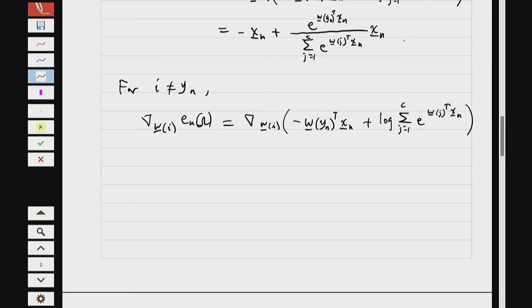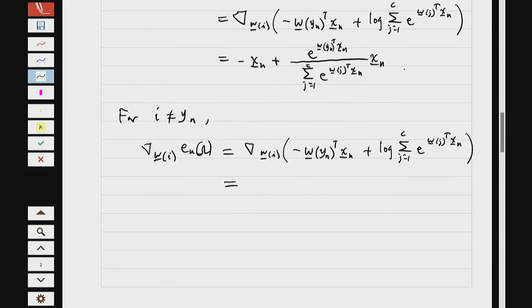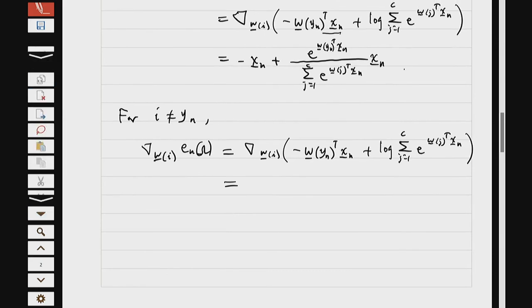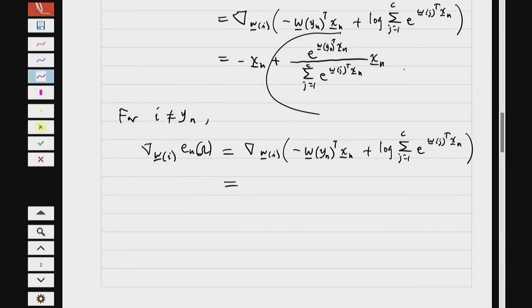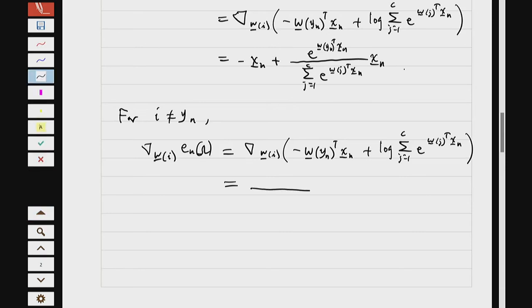So let me write it again like that. Now the difference is that the first term's derivative becomes 0, because i is not equal to yn, and only the second term has an answer. So I can still copy this. You know what? I'll just write it. e to the wi transpose xn.